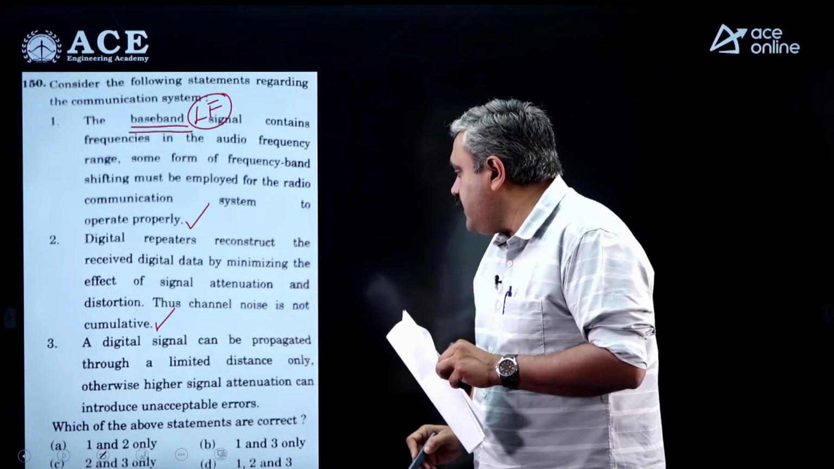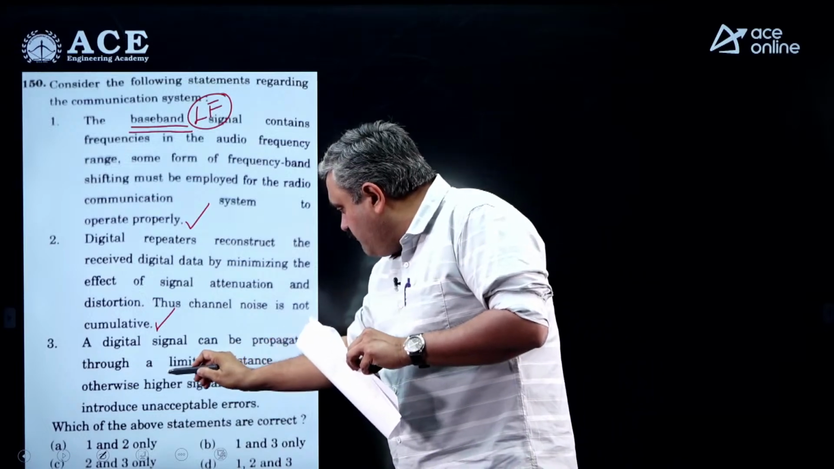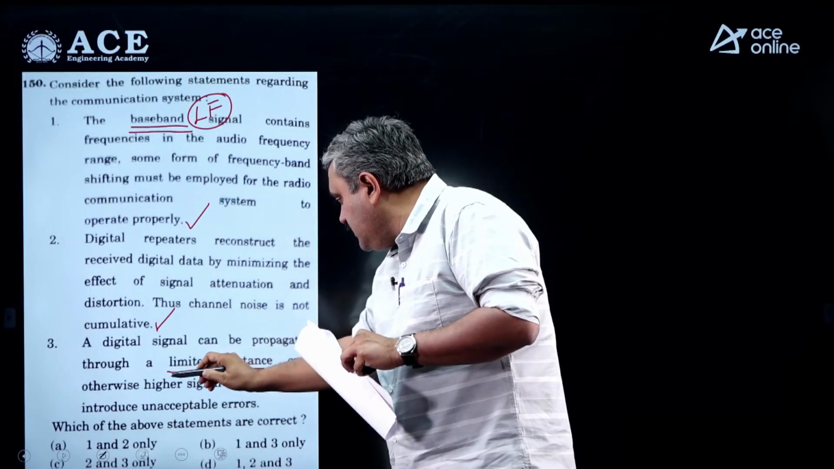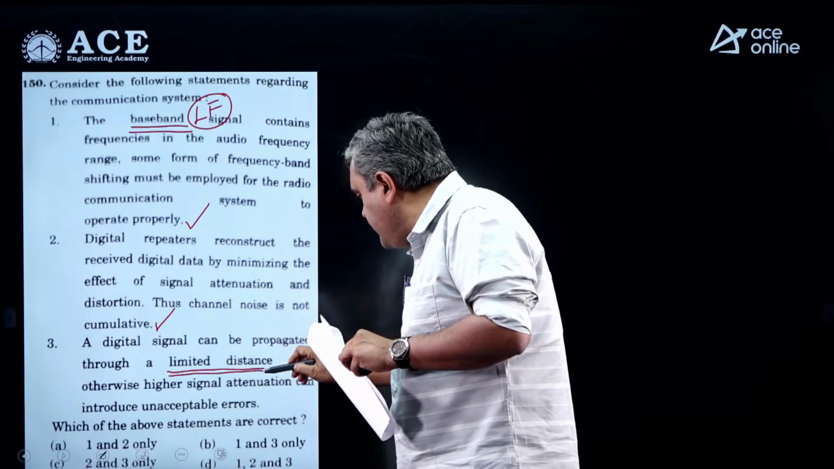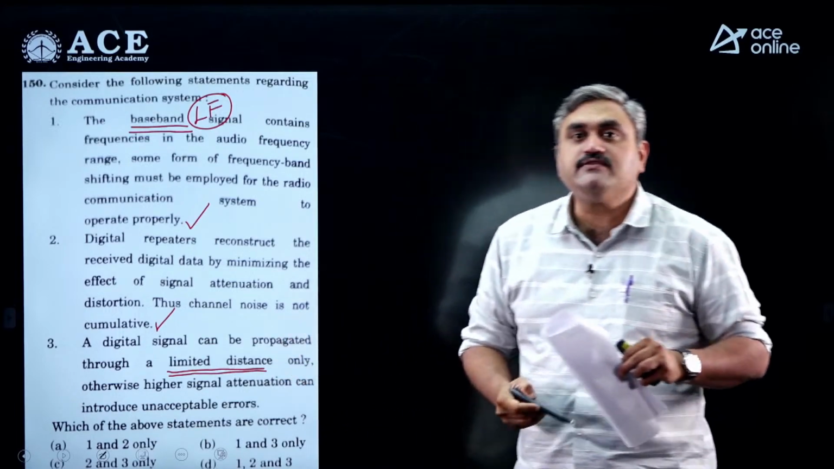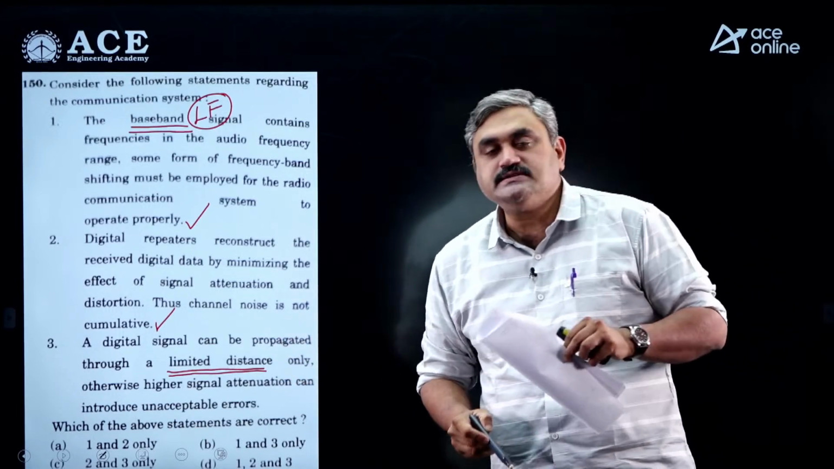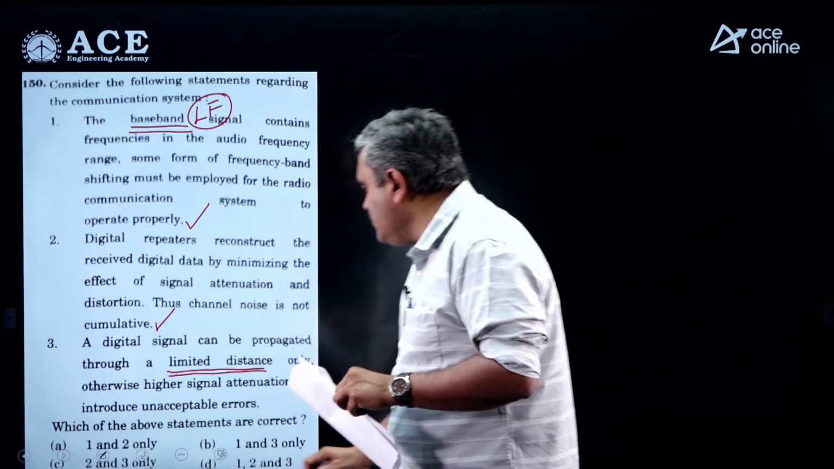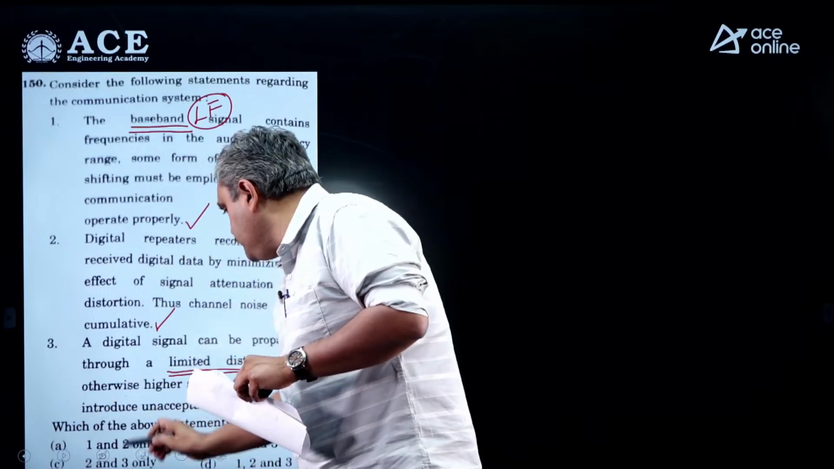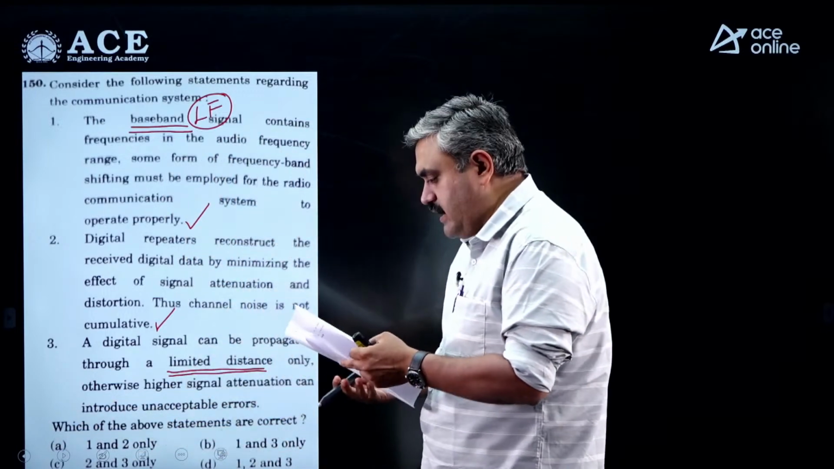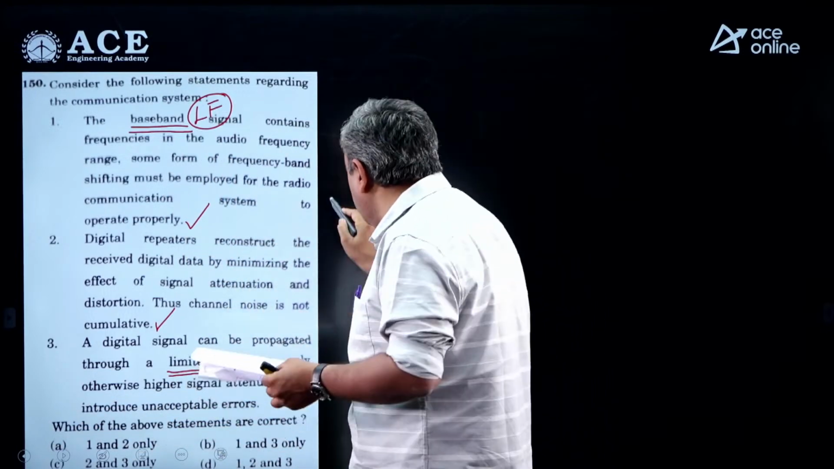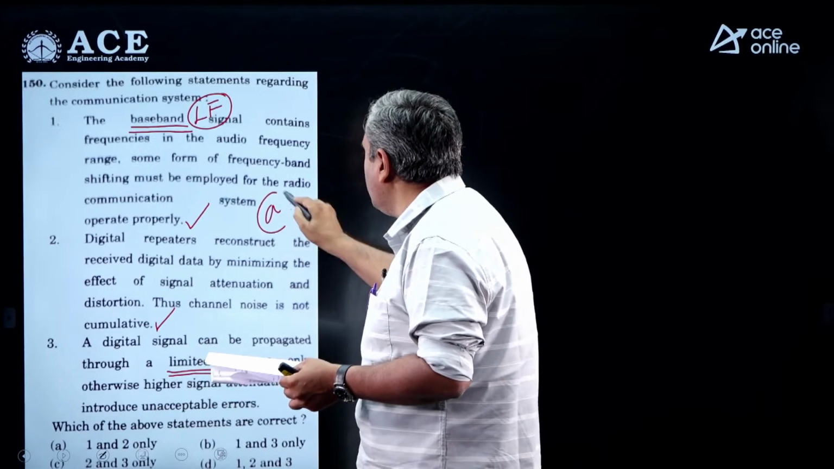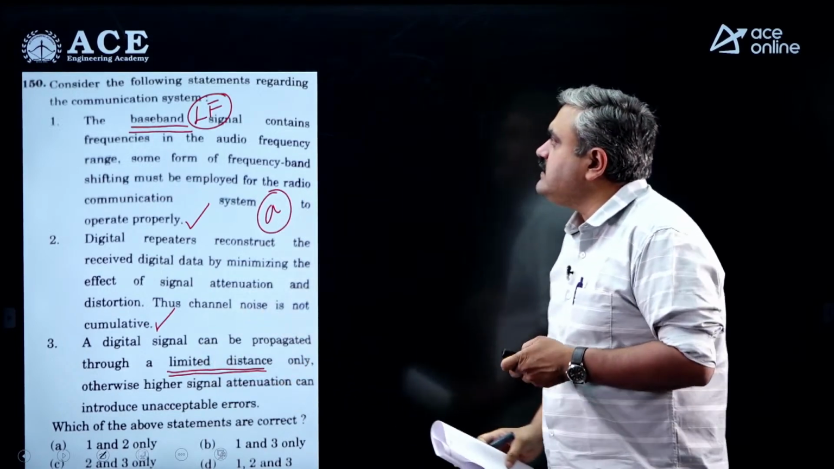Digital signal can be propagated through a limited distance. No, when you convert your signal into digital mode, you can transmit it to a high distance because the effect of noise on the signal can be reduced. So that is the reason you can transmit it through a higher distance. So you can remove 3, you can say that 1 and 2 are correct, which means option A would be correct. Okay.